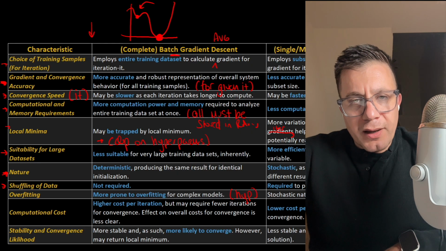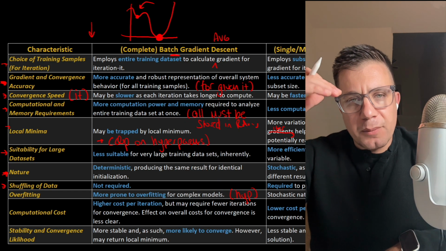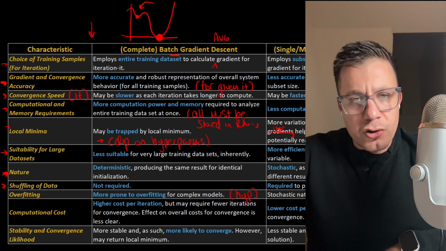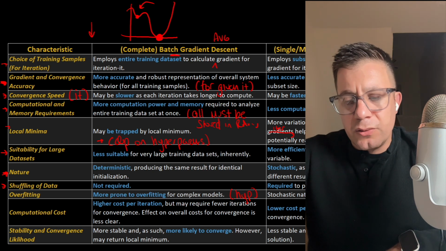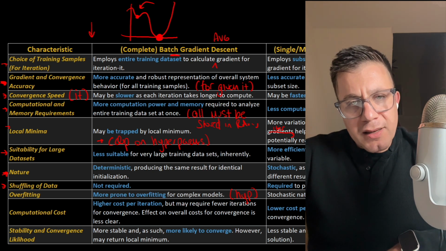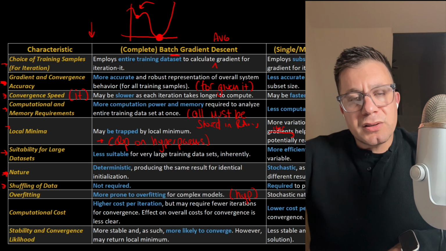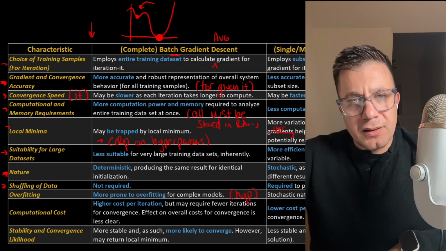With regard to shuffling of data from one iteration to the next, this is not required for batch gradient descent because batch gradient descent uses the entire training data set for every iterative update. There's no need to shuffle the data when it's all being used at the same time. However, for stochastic gradient descent, there is a need to shuffle the data to prevent any bias associated with the choice of samples or subsets of samples from one iterative update to the next.